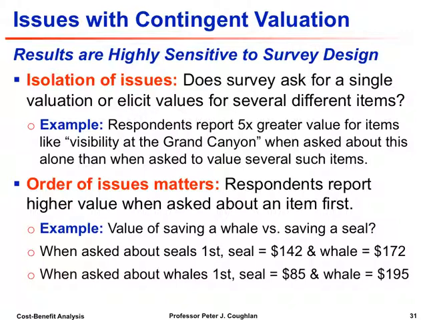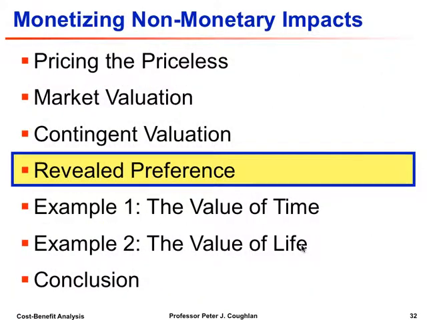Right? So clearly in both cases, the whale was worth more than a seal, but the point is there's a big difference between 142 and 85 in terms of the valuation of a seal. And it really depends upon whether you were asked about the seal first or second. So again, how reliable can the data be if it's sensitive to all these design issues? So that's the issue of contingent valuation. Again, it's very powerful, very flexible. It can value things that you could never value otherwise, but there are a lot of issues with it.